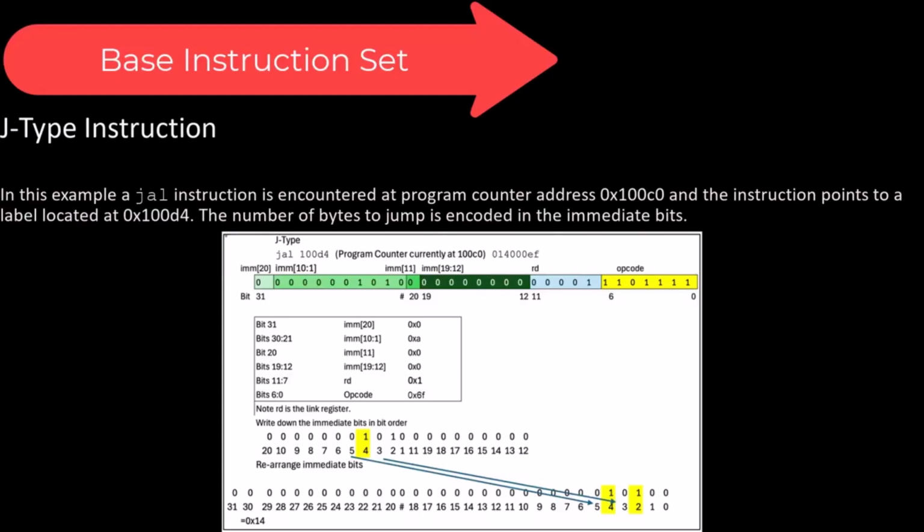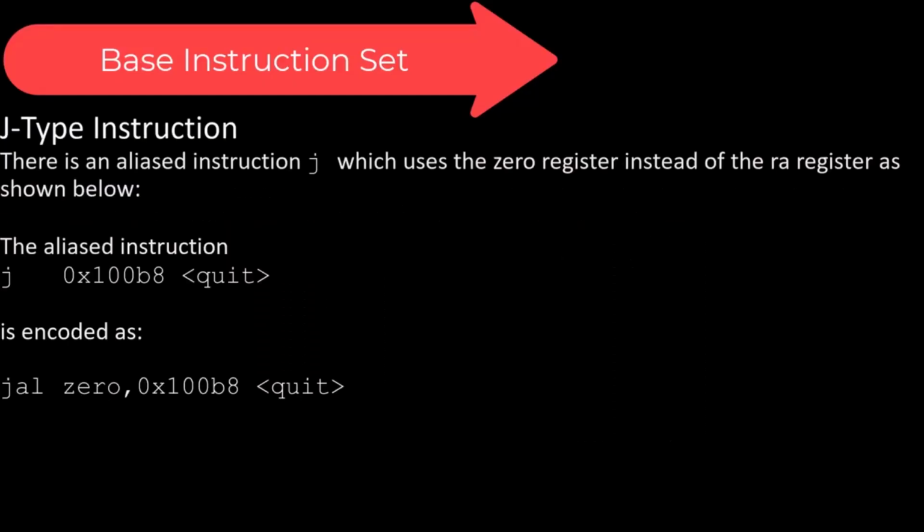The number of bytes to jump is encoded in the immediate bits. The machine code produced is hexadecimal 014000EF. The opcode for the instruction is hexadecimal 6F and the destination register is X1, which is the return address register, RA. There is an aliased instruction J which uses the 0 register, X0, instead of the RA register as shown below. The aliased instruction J hexadecimal 100B8 is encoded as JAL X0, hexadecimal 100B8. Note that register X0 is read-only, holding the value 0.